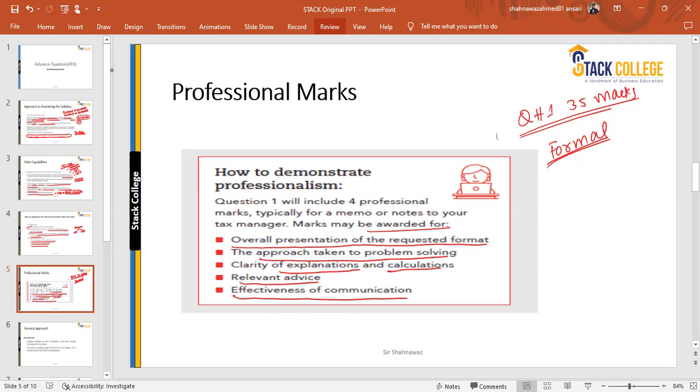So in order to get these professional marks, your format, your calculation, your theory, and how you are communicating with the examiner is very important. You can easily get a few marks from these professional marks.